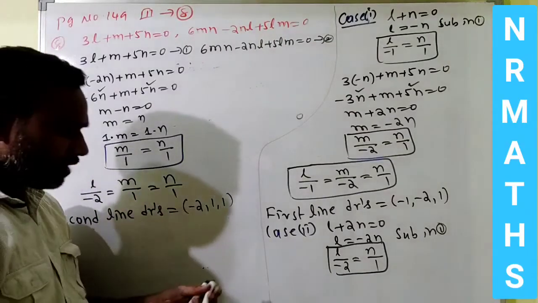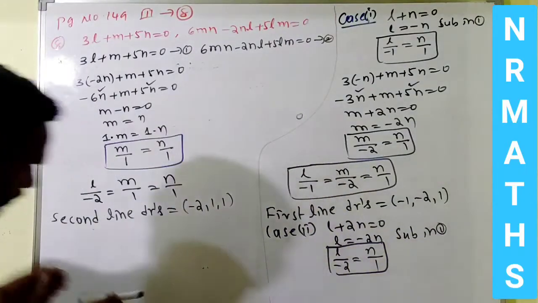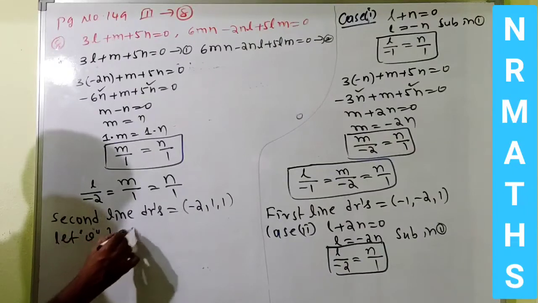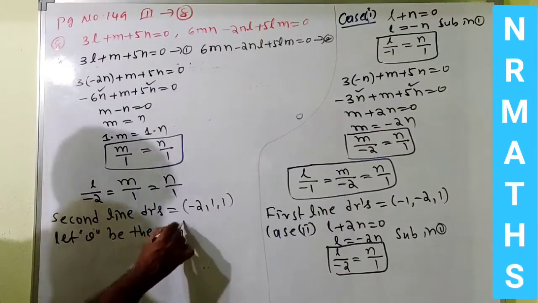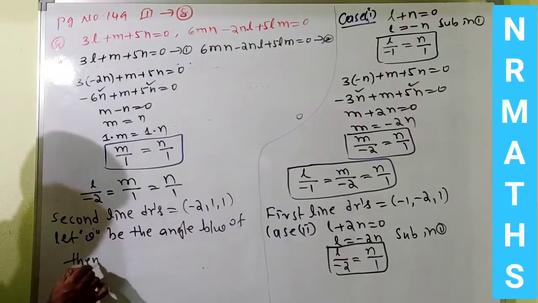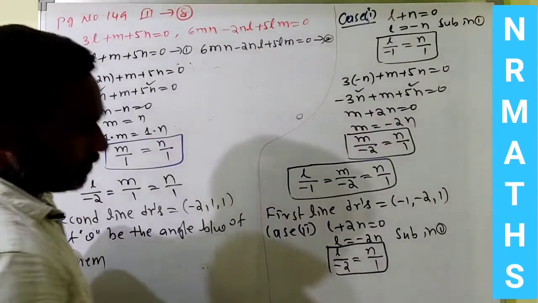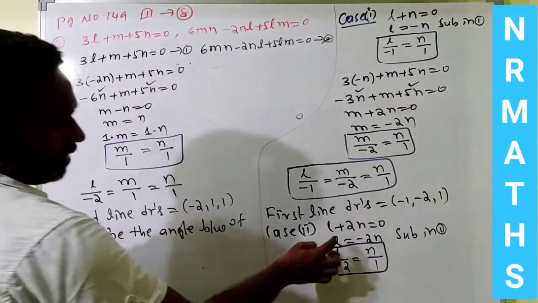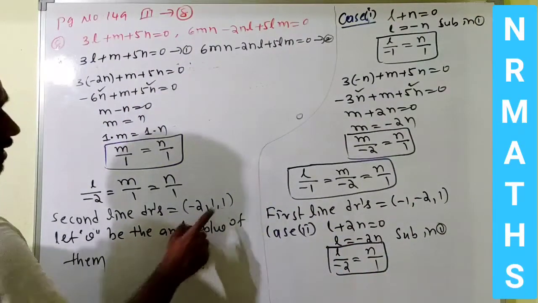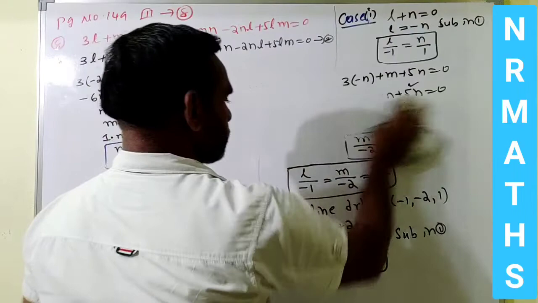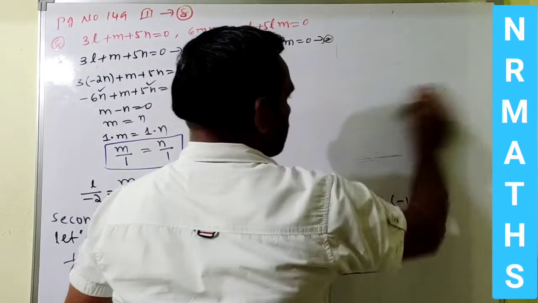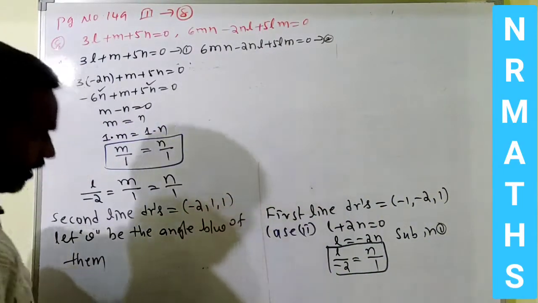Now find the angle between the lines. Now let theta be the angle between them. Now first line DRs is the minus 1 comma minus 2 comma 1. Second line DRs is the minus 2 comma 1 comma 1. Write the formula. We know that formula here.